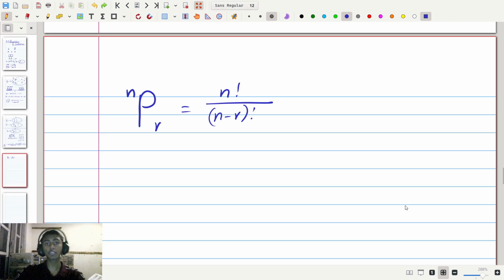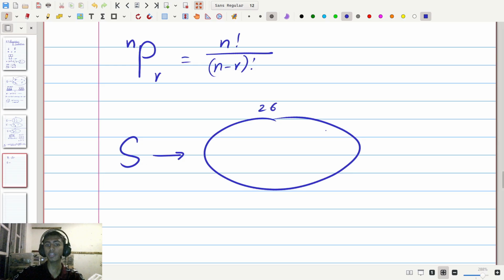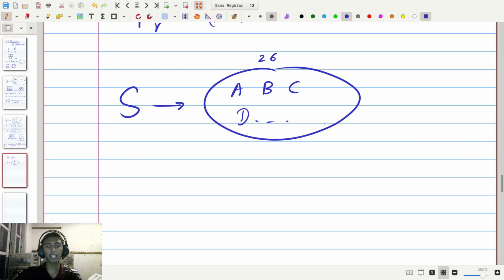For an example of us using this theory, we can consider something like making a password. So let's say we make a password using the 26 letters of the English alphabet. Then our initial set S is going to be the set of 26 letters starting A, B, C, D and so on. Out of these 26 letters, let's suppose we want to make a password that is 10 letters long. So our final arrangement, our subset, is going to be 10 letters long.